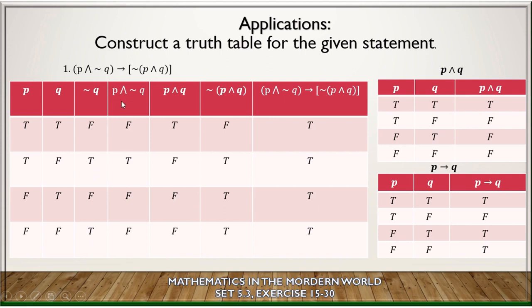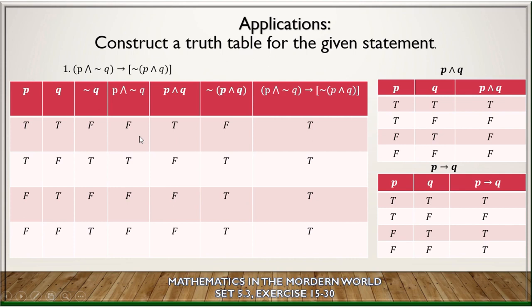So for the conjunction of P and not Q: P is true, not Q is false, so this one will be false. If P is true, not Q is true, so it's true. P is false, not Q is false, so it's false. P is false, not Q is true, so it's still false.